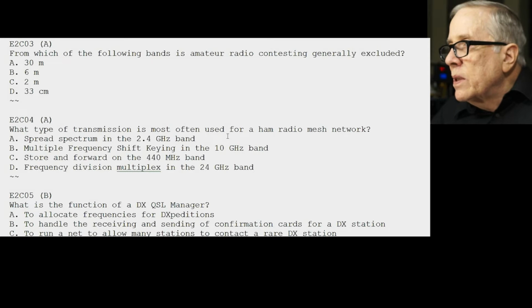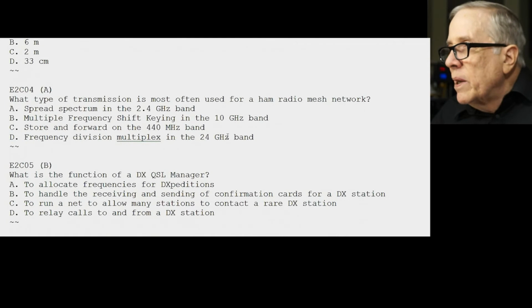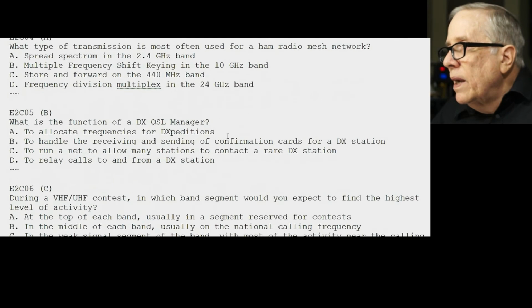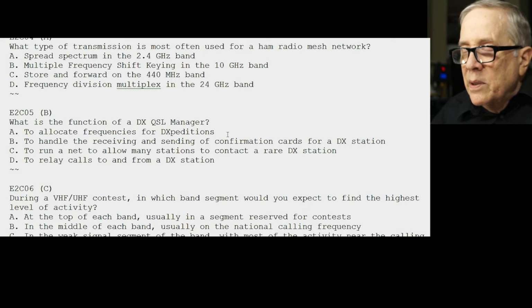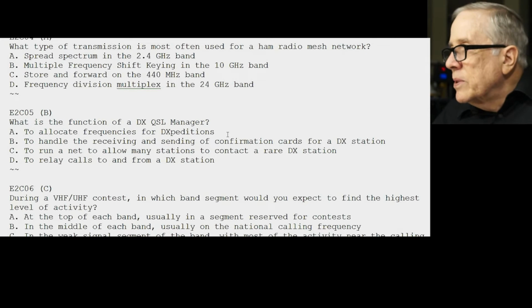E2C04, what type of transmission is most often used for a ham radio mesh? That's mesh as opposed to mesh network. And the answer here is spread spectrum. Again, obscure question.